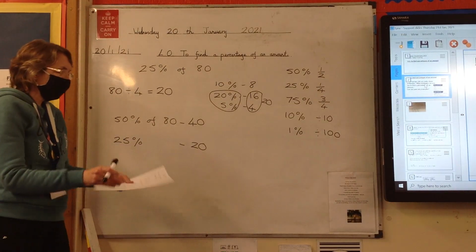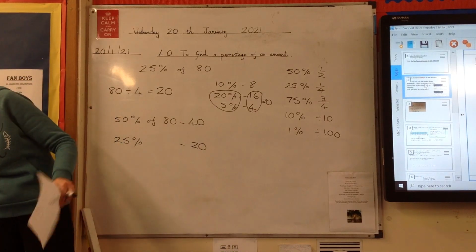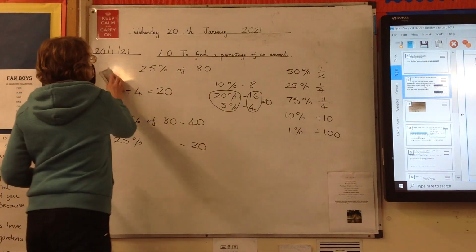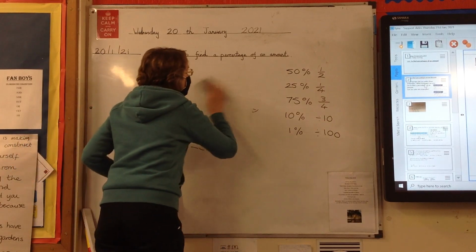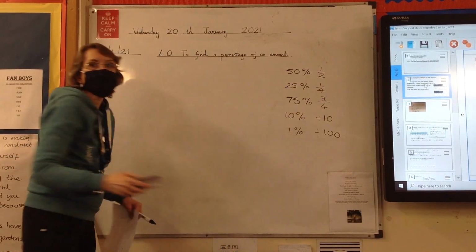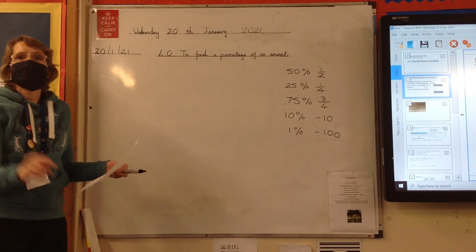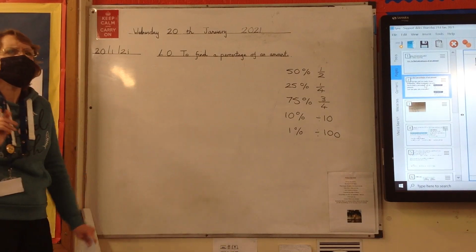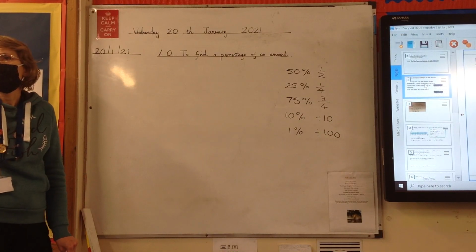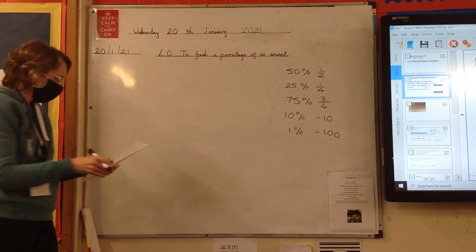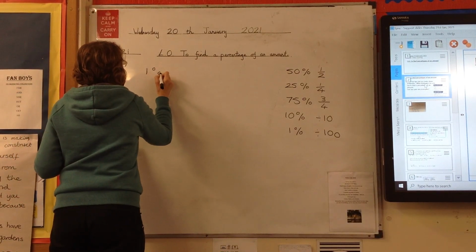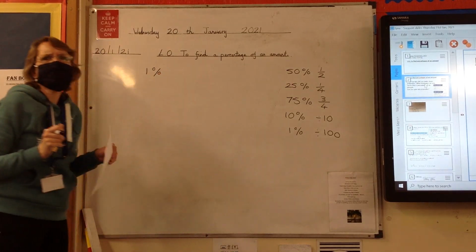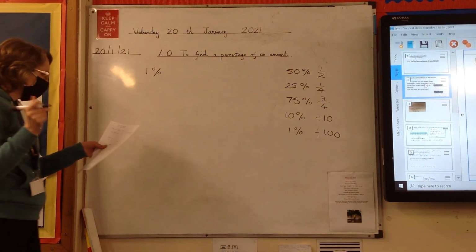Right, can you remind me how we find 10% of something? You divide by 10. Good. Can you remind me how we find 1% of something? You divide it by 100. Good. So 1% is very useful. It doesn't sound it because you think that's such a tiny amount, but actually it is quite useful.